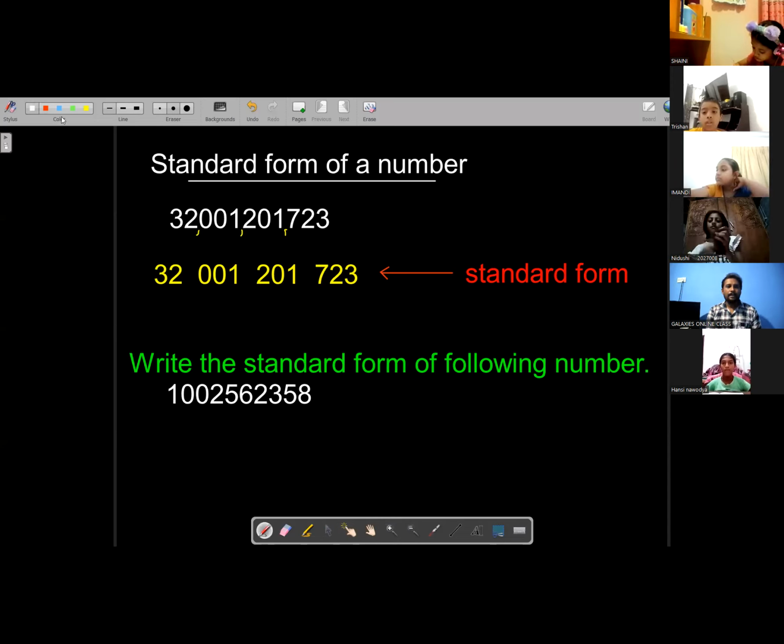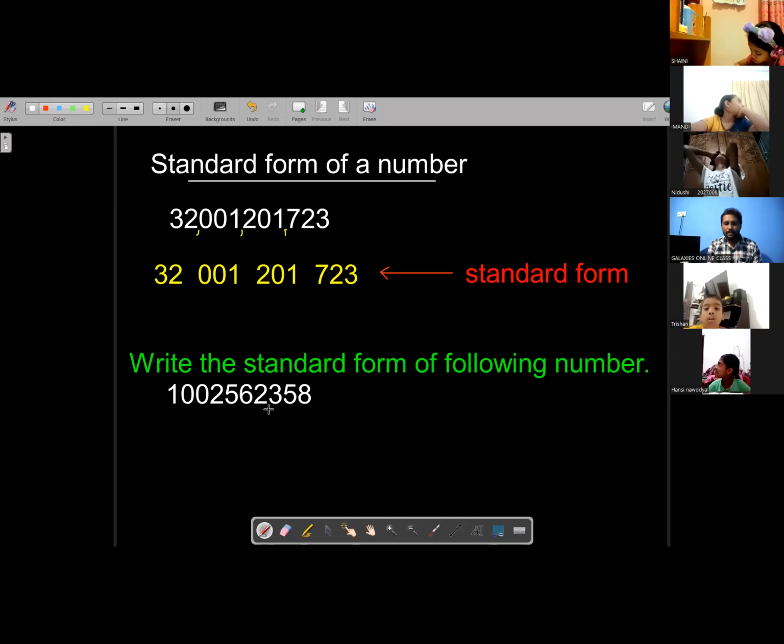Right. Then you can separate like that. That's the last 3 digits. Then the next 3. Then the next 3. This one is not compulsory, okay?